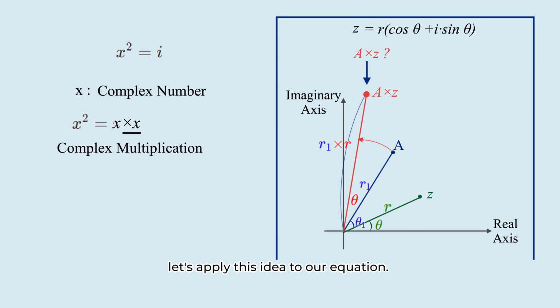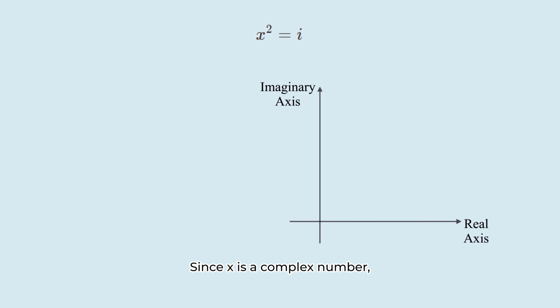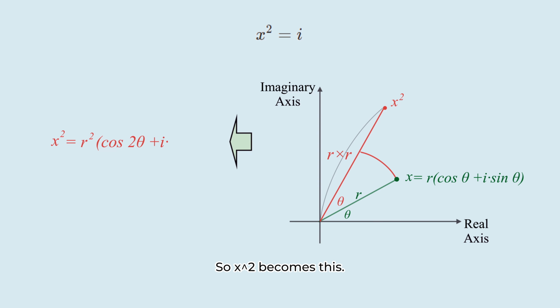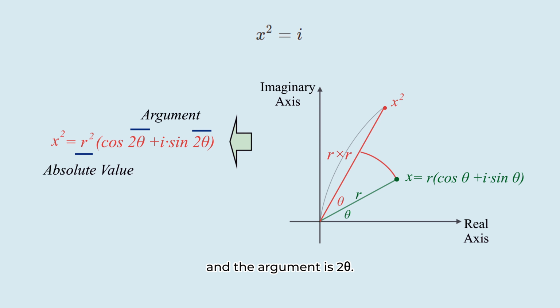Now, let's apply this idea to our equation. Since x is a complex number, r (cosine theta plus i sine theta), scaling x means rotate x by an angle theta and scale its length by r. So, x squared becomes this. The absolute value is r squared and the argument is 2 theta. It's the same as applying the rotation twice.